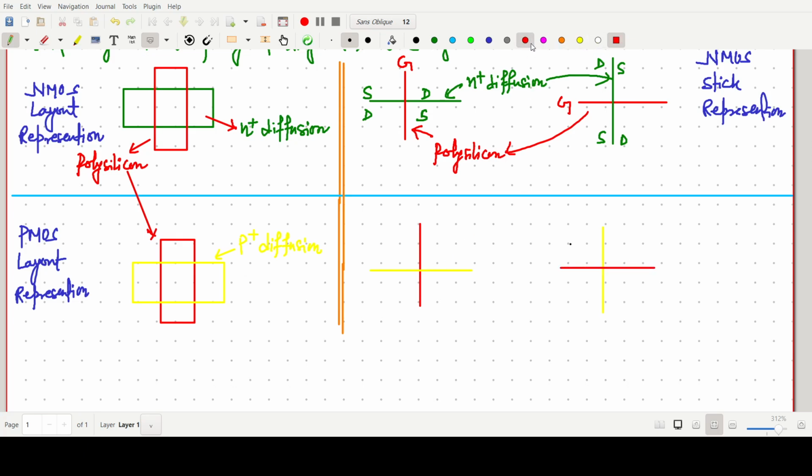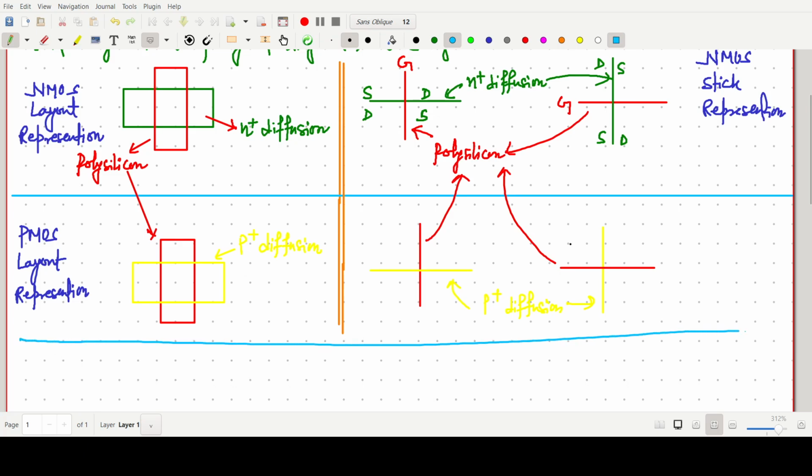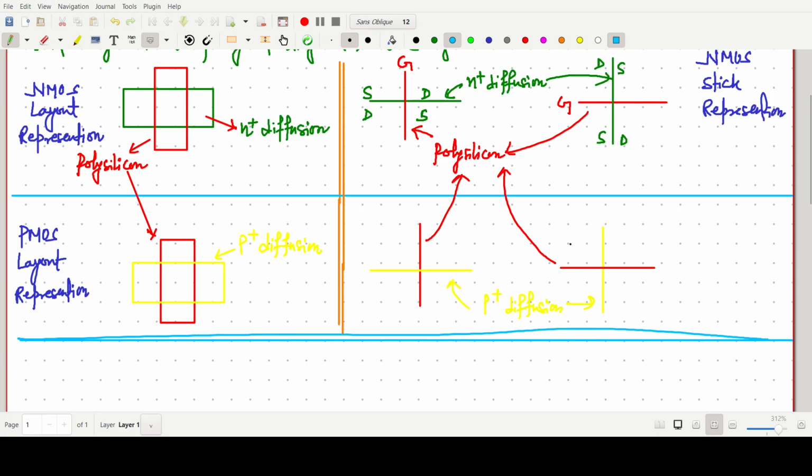So this one, the red one is our polysilicon line, and this yellow one is our P plus diffusion. So this one is our P plus diffusion. This one is our PMOS layout, sorry, PMOS stick representation. So I'm writing here, PMOS stick representation.